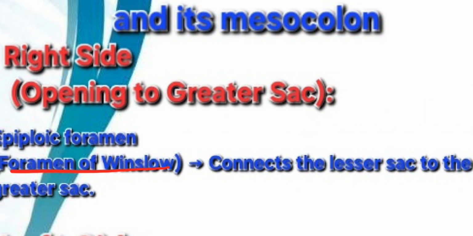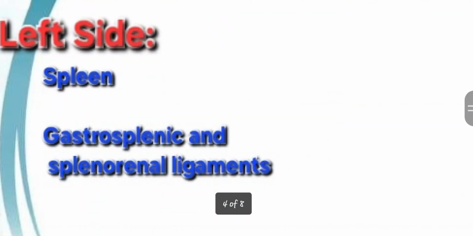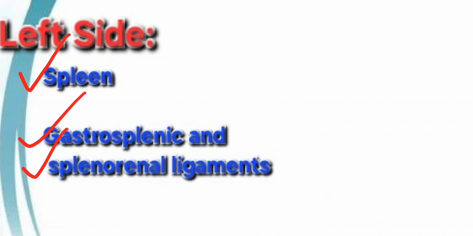On the right side, this lesser sac is related to this foramen. Through this foramen, the lesser sac makes contact with the greater sac. So the lesser sac and greater sac are connected through the foramen of Winslow or epiploic foramen. Coming to the left side, what organ is present next to the stomach? The spleen is present, so the ligaments related to the spleen are also present: the gastrosplenic and splenorenal ligaments. This is the left side.